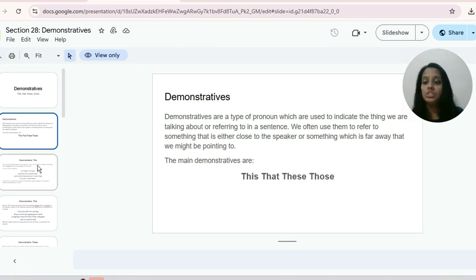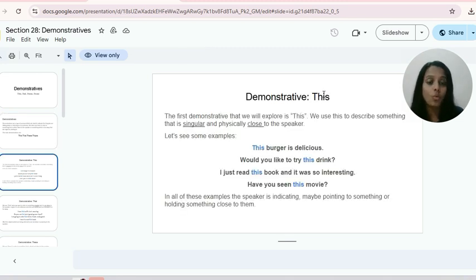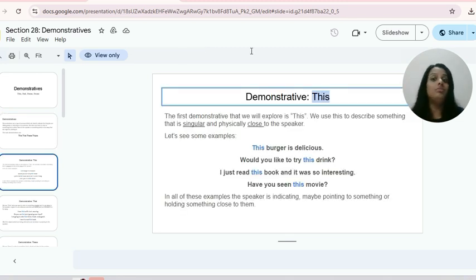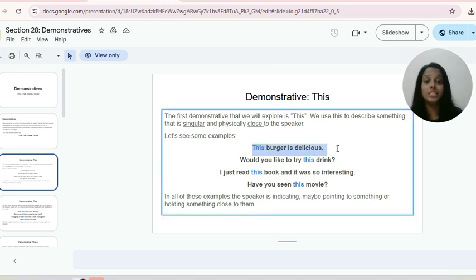So we use the demonstrative this when we are talking about one thing that is very close to us. Imagine you are holding a delicious burger in your hands. What would you say? You'll say, this burger is delicious. Or maybe you are handing your friend a drink. How do you say that? Would you like to try this drink? So here we are pointing out or holding one thing which is close to you.